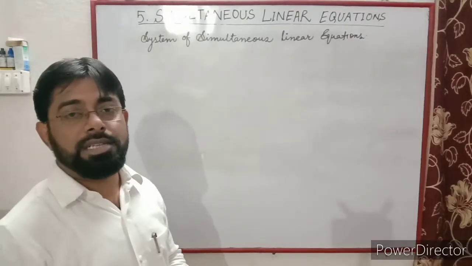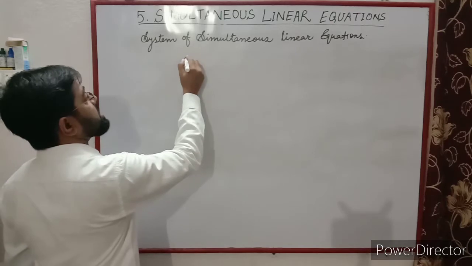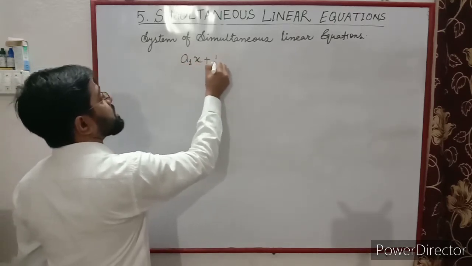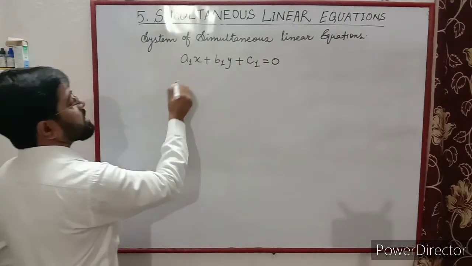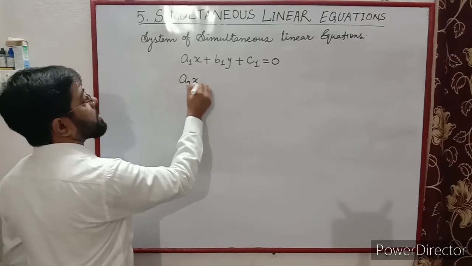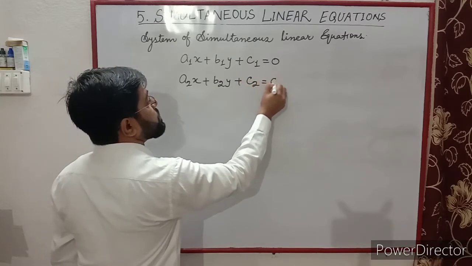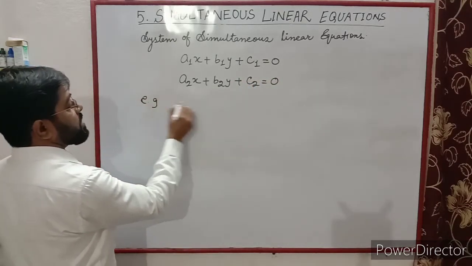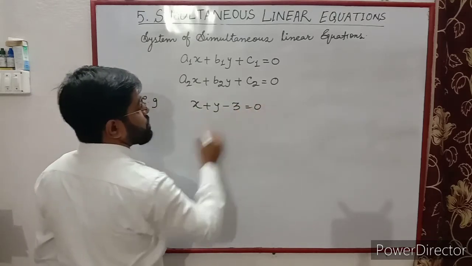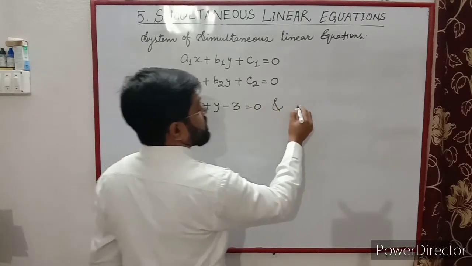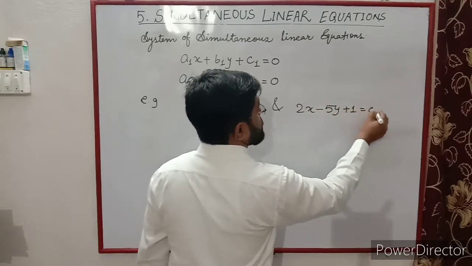Now, system of simultaneous linear equations. So the general form of a system of simultaneous linear equation is a1x plus b1y plus c1 is equal to 0. That is the first equation. And second equation, a2x plus b2y plus c2 is equal to 0. Now let's see the example. x plus y minus 3 is equal to 0, and second equation 2x minus 5y plus 1 is equal to 0.